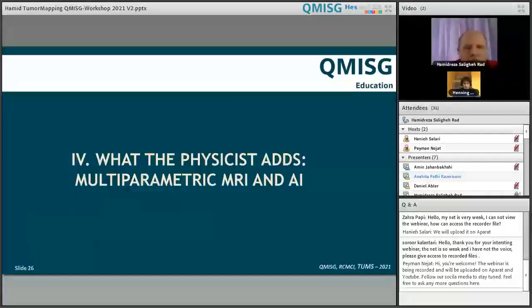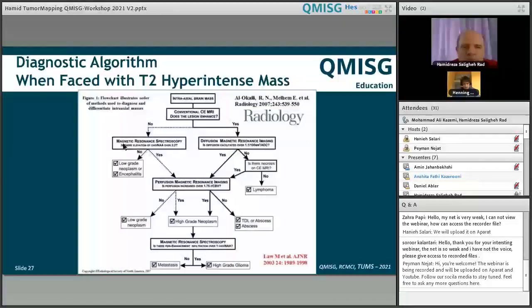But I would like to mention that these roles of diffusion and perfusion are indeed complementary. So we tend to move towards multi-parametric MRI, and of course AI, which will be covered by Professor Muller. I just want to talk about the multi-parametric MRI.